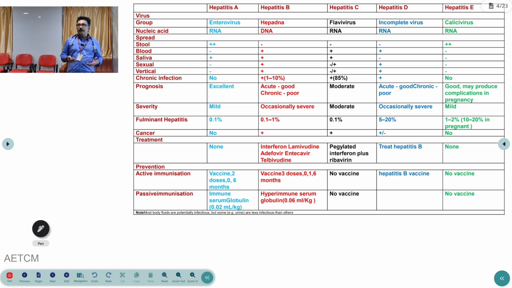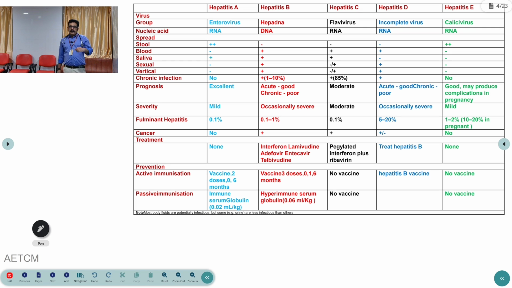For C, pegylated interferon plus ribavirin, and newer drugs have come. Treatment of hepatitis B is enough for hepatitis D. For A and E, there is no need of any treatment as such, but supportive therapy, like we will discuss afterwards.